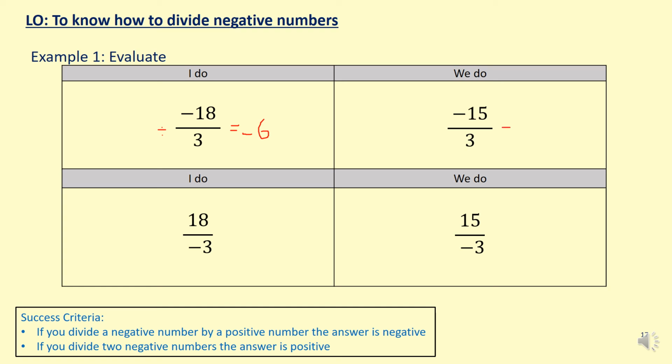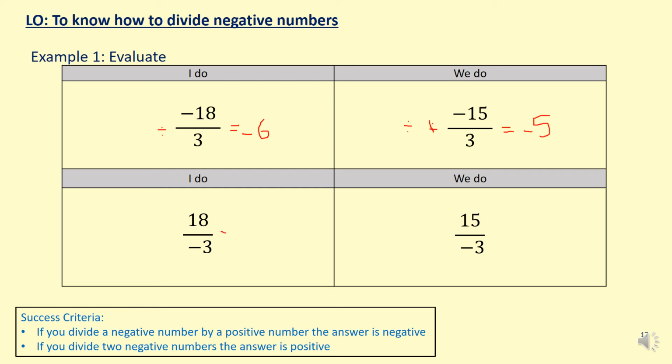Again, I have negative 15 divided by 3. So 15 divided by 3 is 5. Then I have negative divided by positive, which is negative. So your last answer should be negative 5.